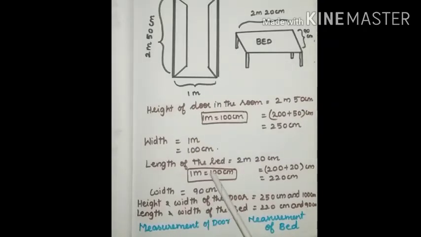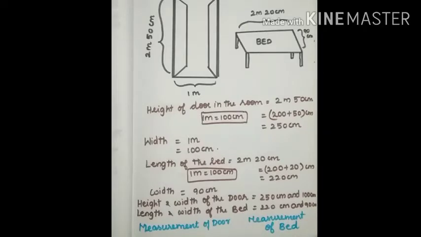Okay. Students, to take this bed into the room, which measurement will be larger? Just guess. Which measurements will be larger? Yes, to take this bed into the room, of course, height and width of the door should be larger. Then only we can take this bed into the room. Let's check which measurement is larger. See, the height and width of the door is 250 centimeter and 100 centimeter. And the length and width of the bed is 220 centimeter and 90 centimeter.